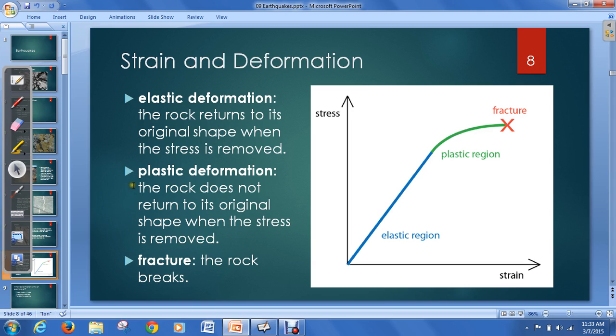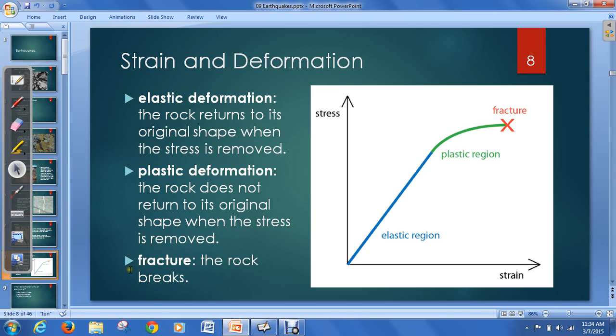Then there's plastic deformation, where you put the stress on the rock, but the rock does not return to its original shape when that stress is removed. Maybe you've heard that phrase your mom always says, that if you make a funny face and keep it there too long, it's going to stay that way. That would be an example of plastic deformation if it was true. Obviously it doesn't work like that, but that's an example you could associate with plastic deformation. Once it goes into that shape, when you remove the stress, it's not going to go back.